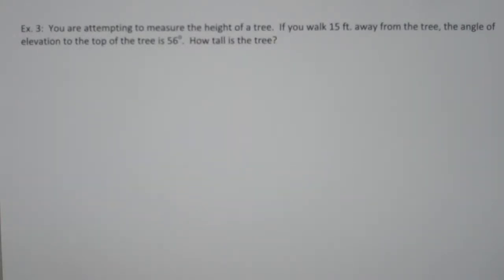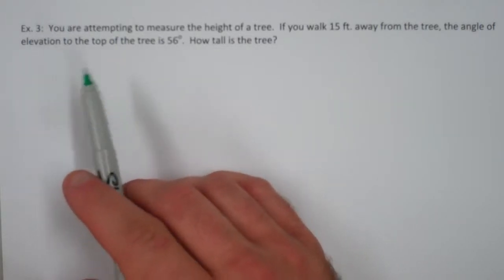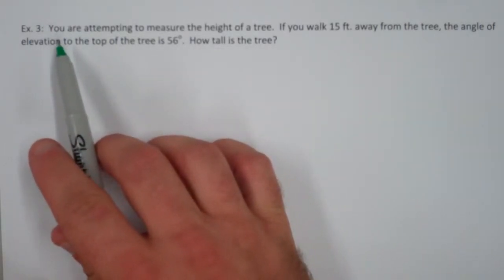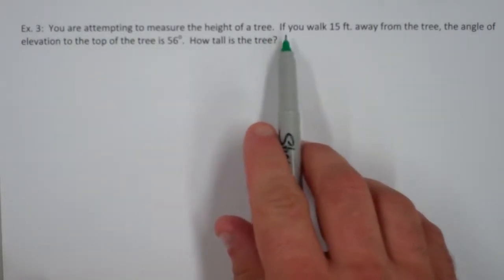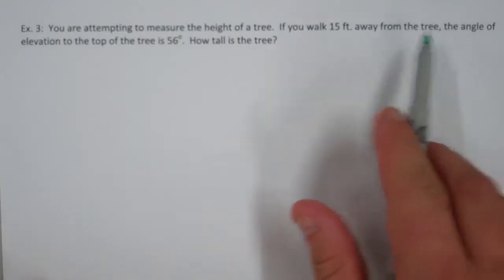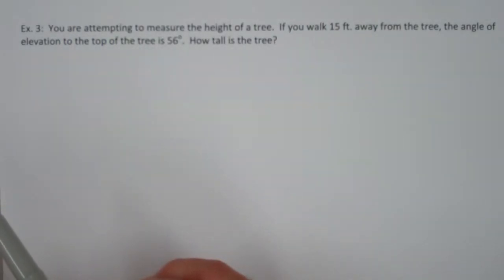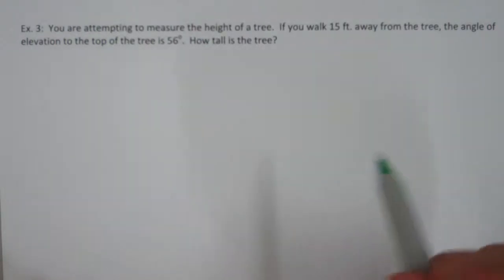In example 3, we've got a classic tree problem. Love these. We're going to actually do this in class if you're lucky enough to be in my pre-calculus class. We're going to go outside and measure the heights of stuff. So in this problem, you're attempting to measure the height of a tree. You walk 15 feet away from the tree, and the angle of elevation to the top is 56 degrees. We want to know how tall the tree is.